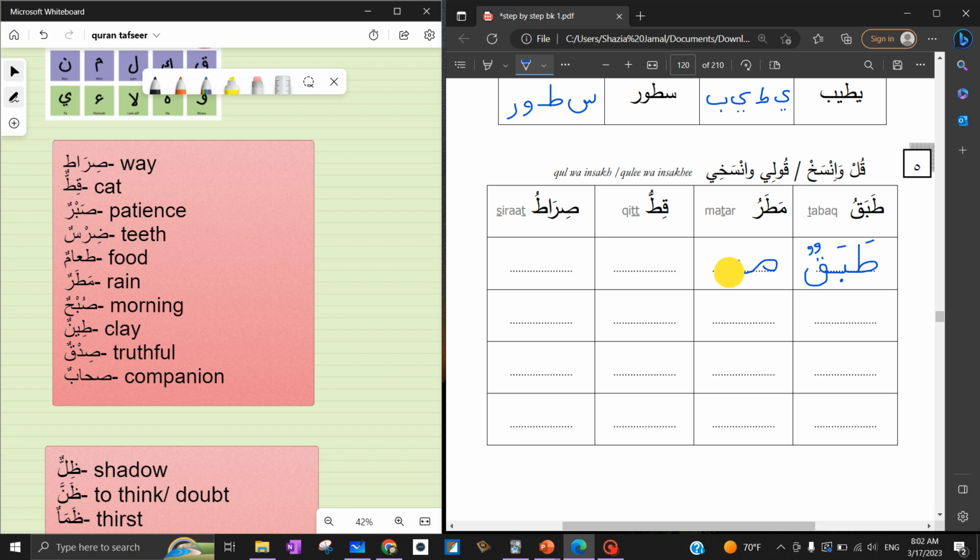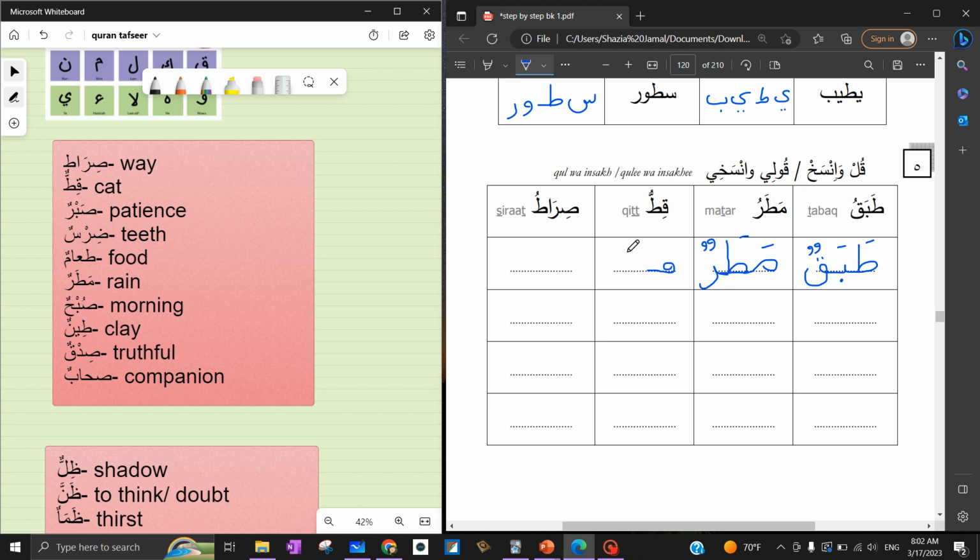Then making the round shape of the ta, joining with the tail of the meme, and then either you make the ra continue and then put the stem, or first put the stem then make the ra. Anyways, you can do it, matarun. What about qit? Now qaf is made clockwise. The round of the qaf is made clockwise.